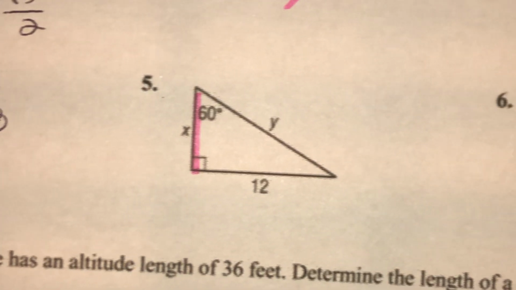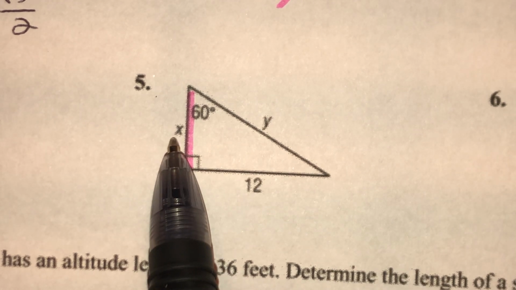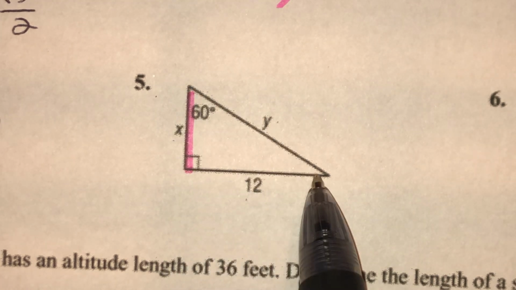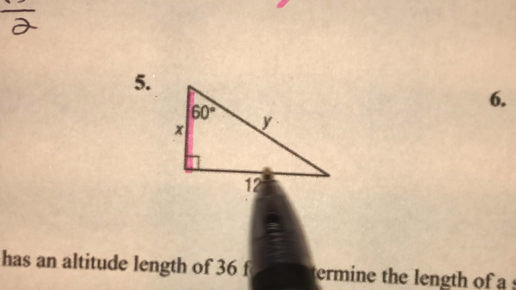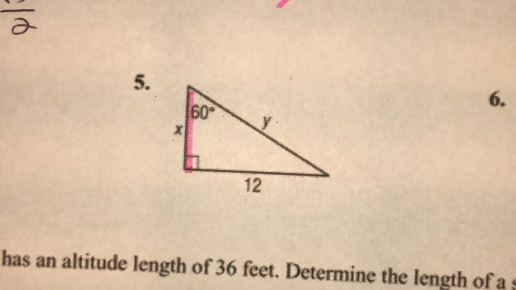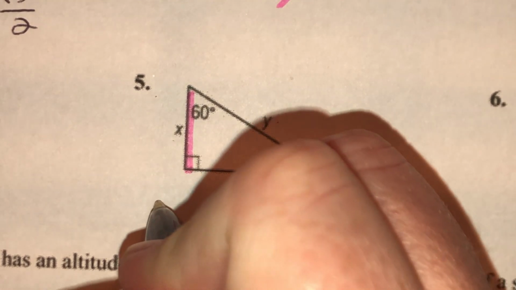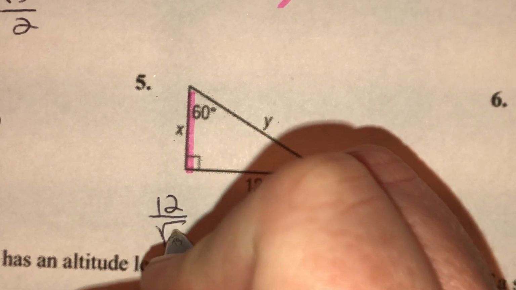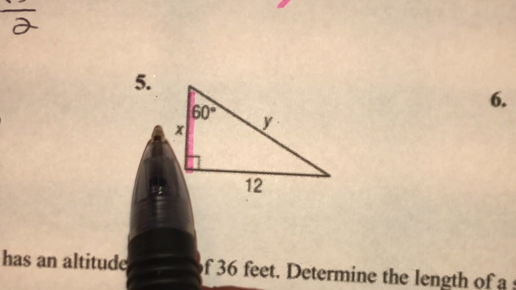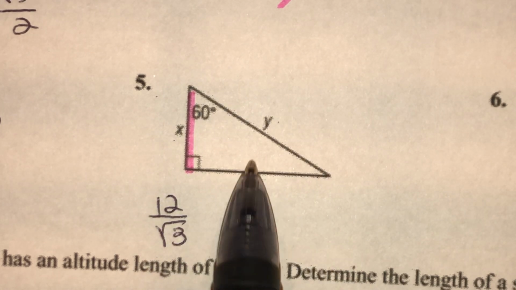Number 5. I've got my short leg, my hypotenuse, and my long leg. I don't know what the hypotenuse is, I don't know what the short leg is, but I know the long leg is 12. So if I work backwards and I divide 12 by the square root of 3, that's going to give me my short leg, because I had started with the short leg and multiplied by square root of 3 to get this.